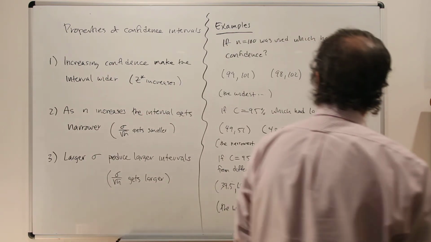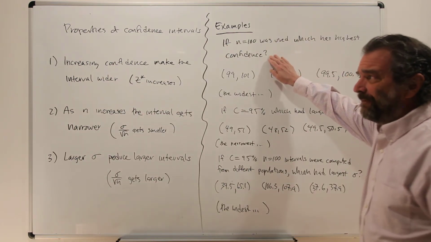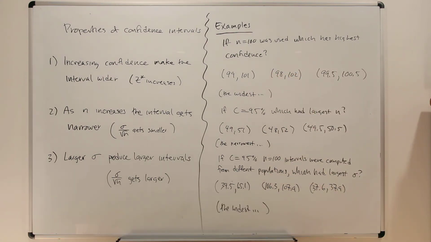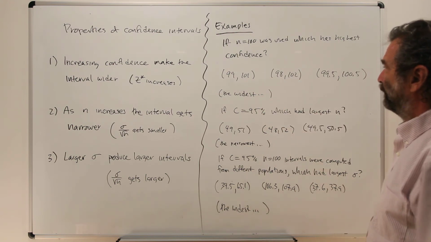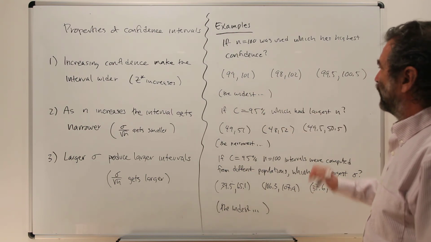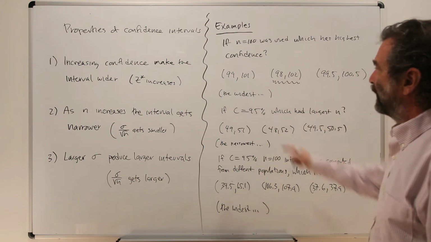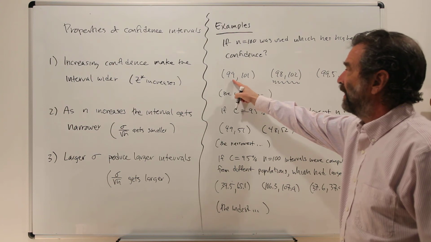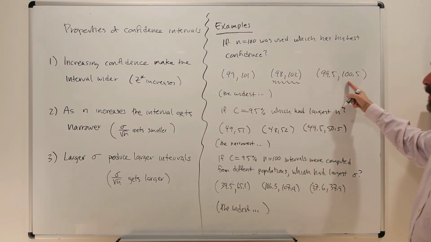It says, suppose n is 100. Which one has the highest confidence level? It says larger confidence, wider interval. So we're looking for the widest interval. The widest interval here is this one here. Has width 4. Here the width is 2. Take this minus that. Width is 2. Here the width is 4. Here the width is 1.